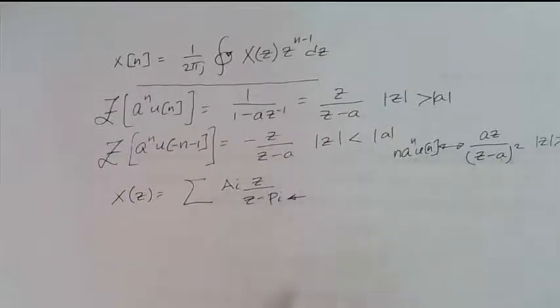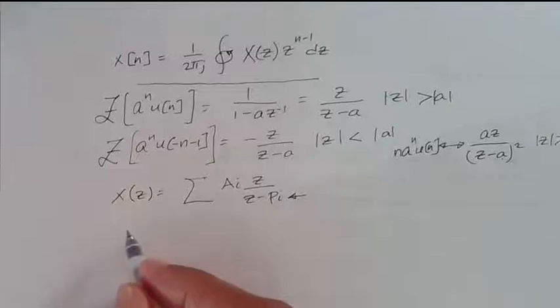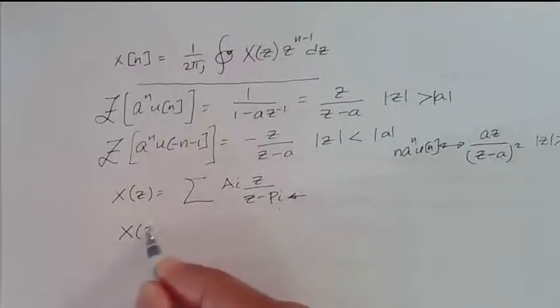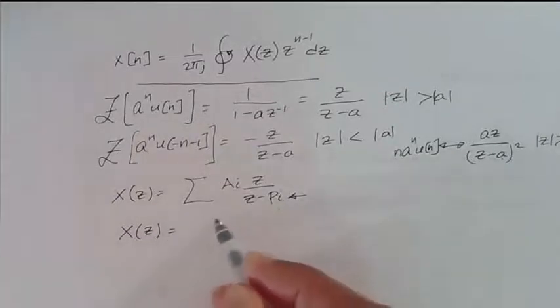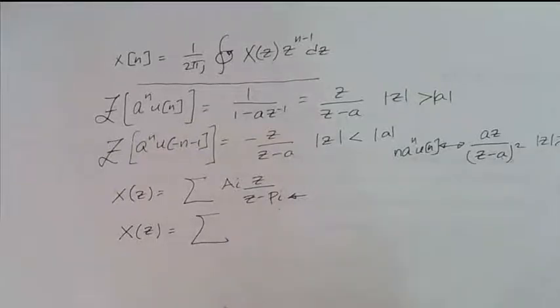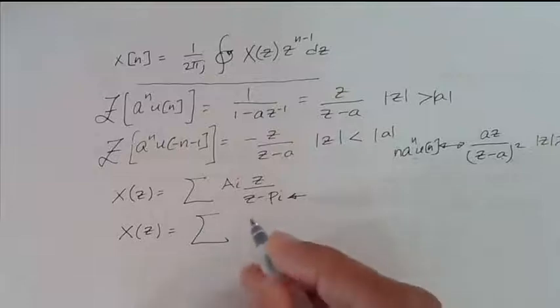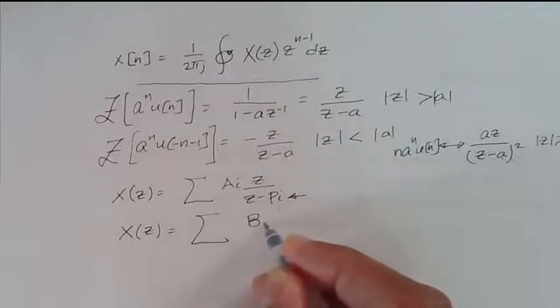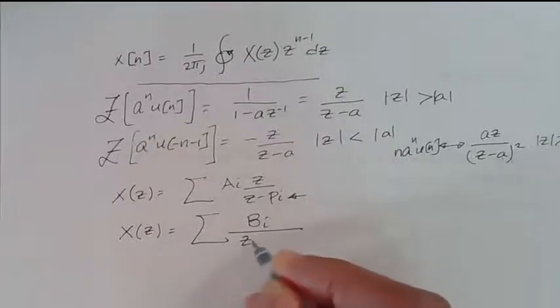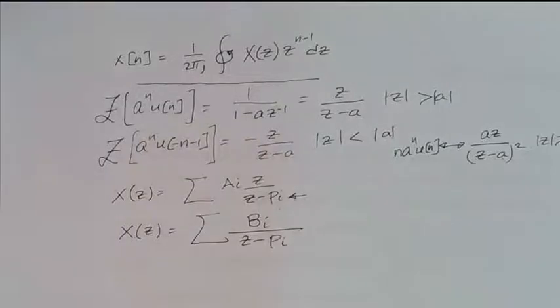So this is what I would like to have. What I actually do have for the case of the simple poles is something like this, where I can take x of z and use partial fraction expansion, and I can write this, instead of a sub i, let me use a different letter, so let's call it b sub i over z minus p sub i. This I know how to do. This is just partial fraction expansion. But this is not what I want.